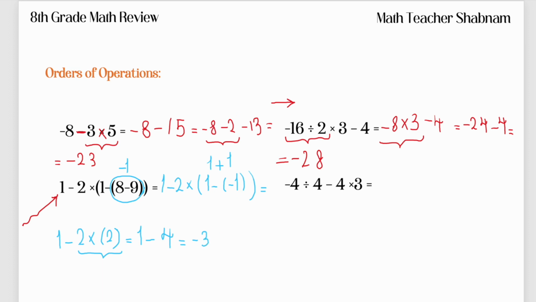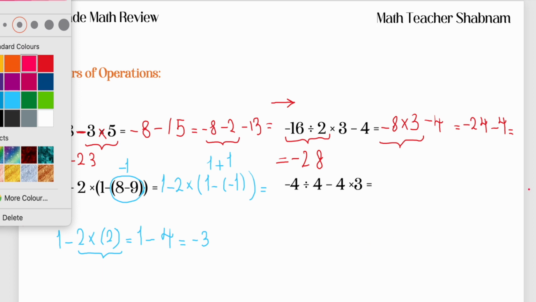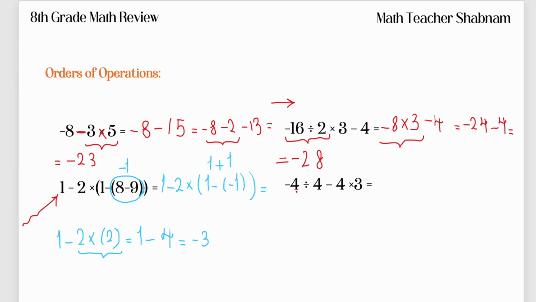Very well. Let's move to the last example on this page. We are looking at negative 4 divided by 4 minus 4 multiplied by 3. Starting from left going to the right, we have division. Negative 4 divided by 4 is negative 1. Negative 1 minus 4 multiplied by 3, which is 12. The final answer is basically negative 1 minus 12. That is negative 13. That's how we work with orders of operations.